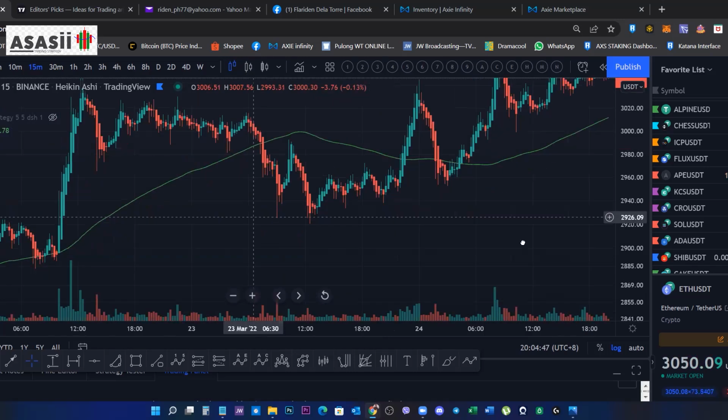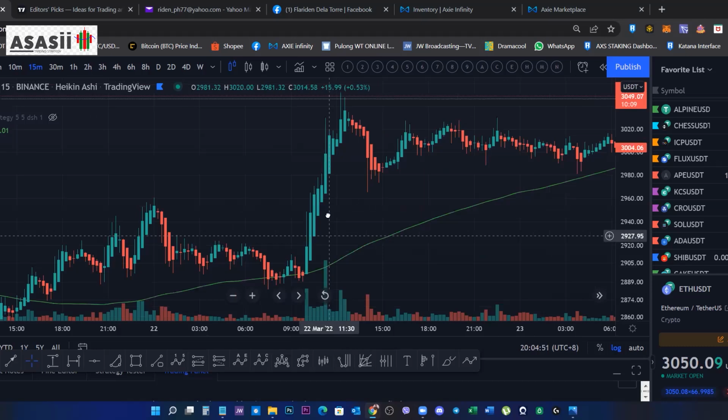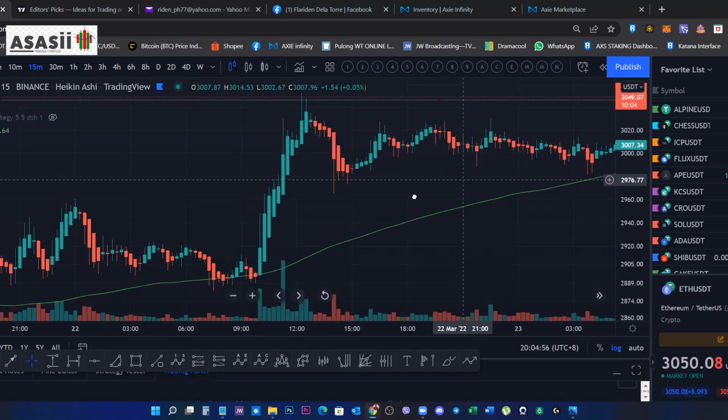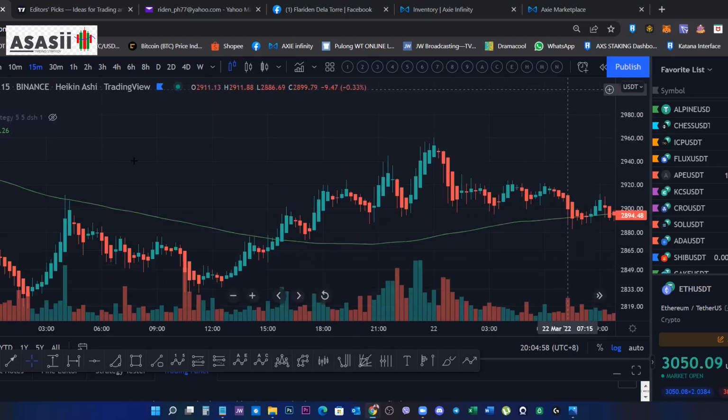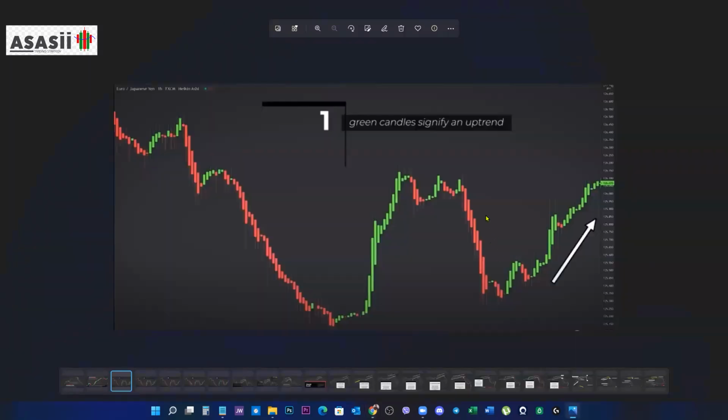So as you can see here, once our Heiken Ashi is green candles, you will see green everywhere, the majority. So we are in an uptrend, going up. Once it goes down, mostly you will see the red. Okay? So that is our Heiken Ashi.